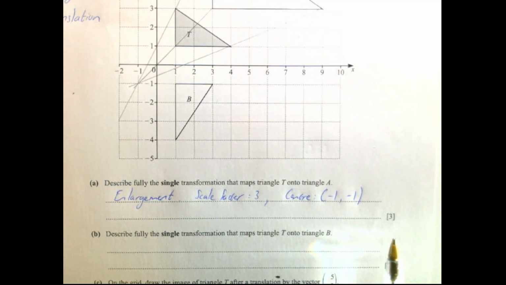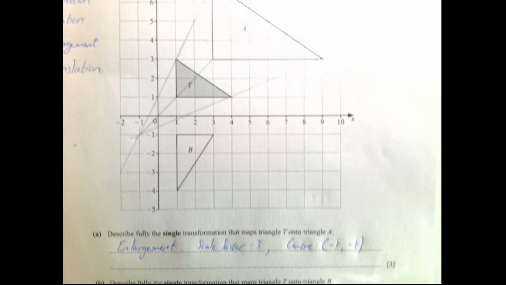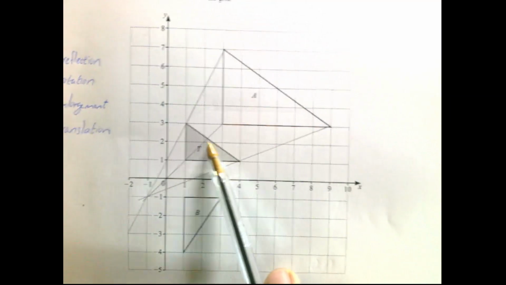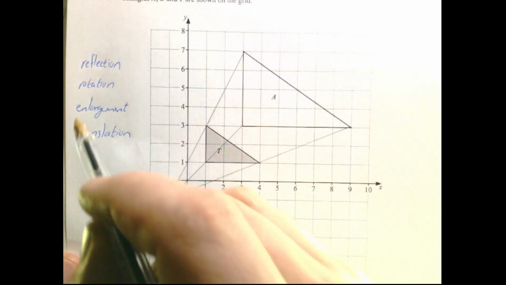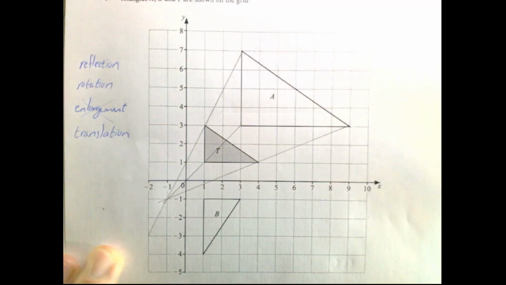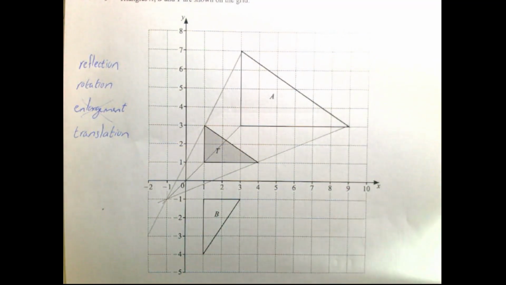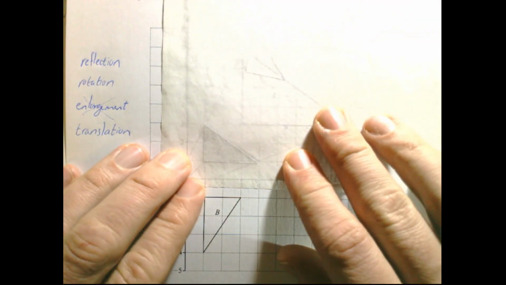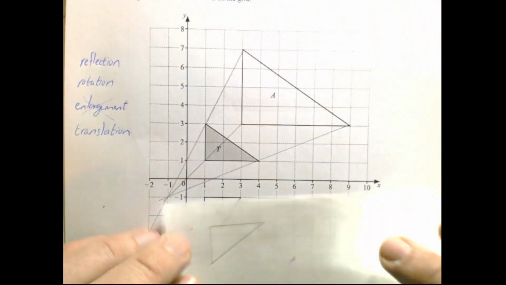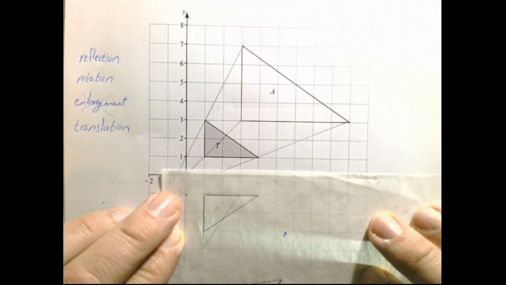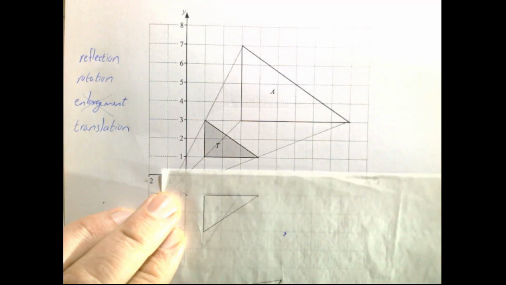Next one, describe fully the single transformation that maps triangle T onto triangle B. Okay, so now we know it's not going to be an enlargement, it's not changing size. Okay, is it a mirror image? Let's trace it. Oh, you can see that? Mirror image just kind of flips over. If there was a reflection, it would have been like that. Okay, it's not a reflection.